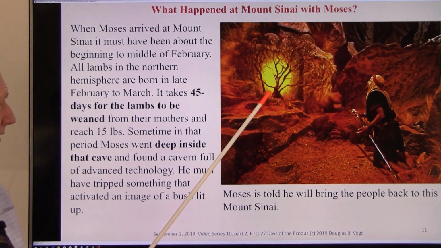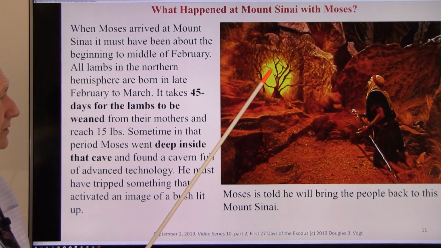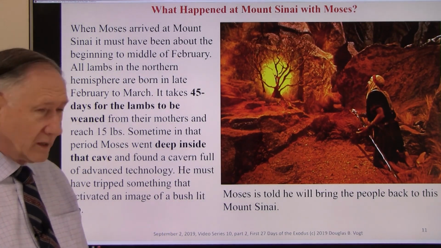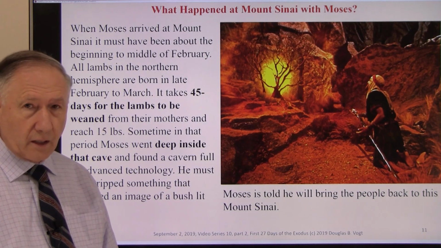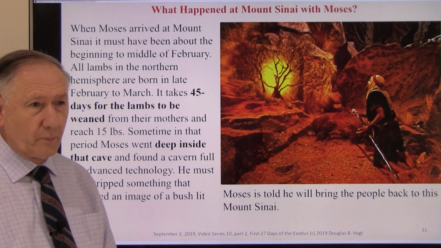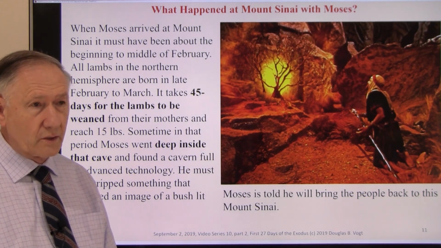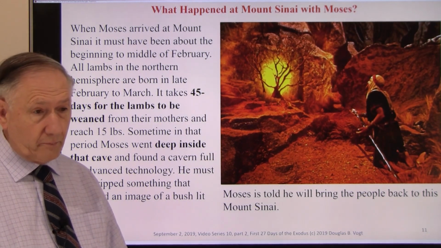So he saw the image of a bush that was lit up. He calls it on fire. But it wasn't. He was looking at a hologram. That's the only way you have a bush that looks like it's burning but doesn't get consumed. It was basically a hologram.